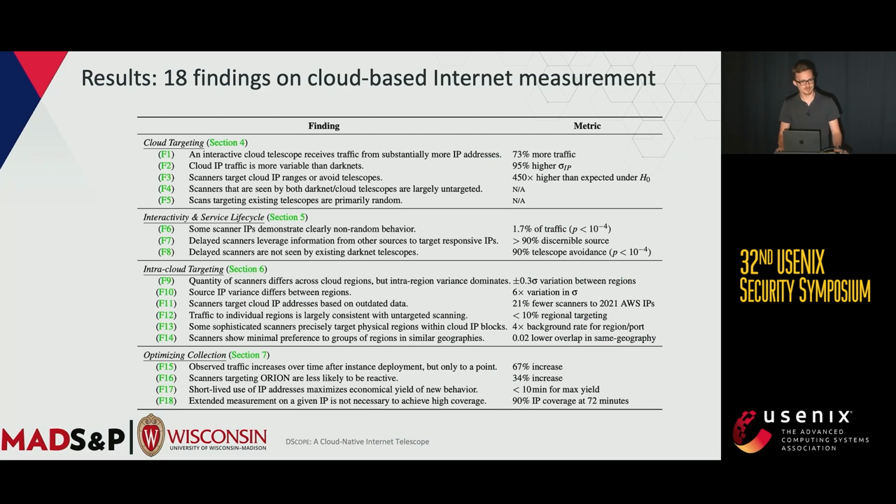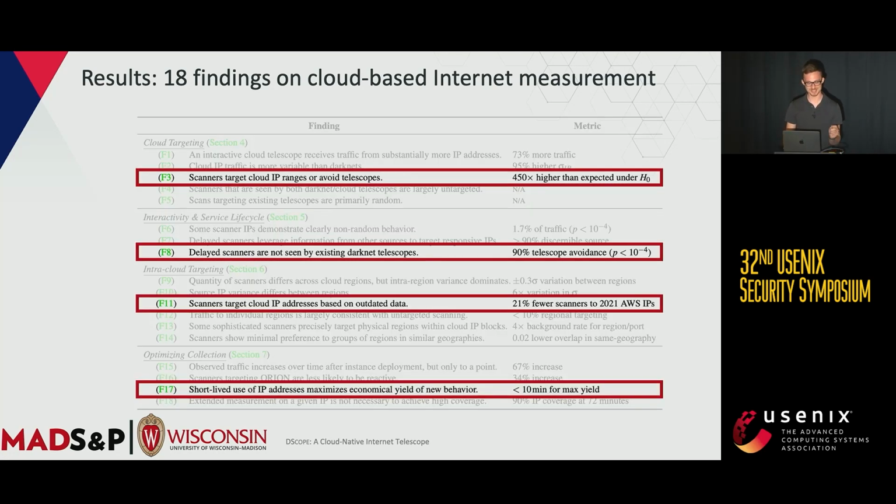In the analysis of our work in the paper, we wanted to understand how DScope varied compared to traditional darknet telescopes. And so we selected 1 week of data collected by DScope and compared it with a week of data collected at the same time by a darknet telescope, Merit's Orion telescope. As a result, we came to 18 findings about cloud scanning on the internet and how best to deploy cloud telescopes. Well, that's a lot to cover in a 15-minute window. Today, I'll be focusing on 4 key findings that I think highlight the novel contributions of our work.